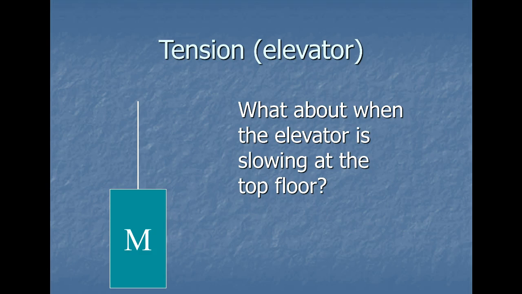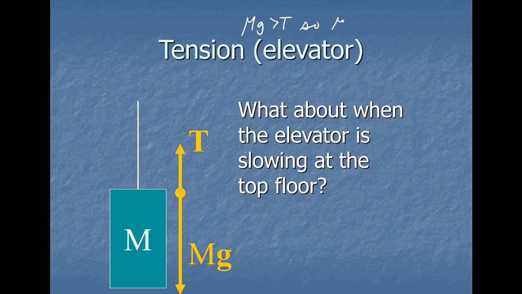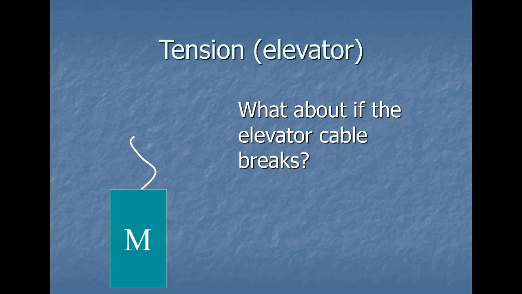And then what if the elevator is slowing as it comes to the top floor? Well, in that case, if you think about it, which way would its acceleration have to be? Yeah, the acceleration would have to be down, which means that the force of gravity would have to be greater than tension. So mg would have to be greater than T, so that mg minus T is greater than 0, but in the downwards direction. And as a matter of fact, we would write mg minus T is equal to ma, assuming that downwards is positive for acceleration.